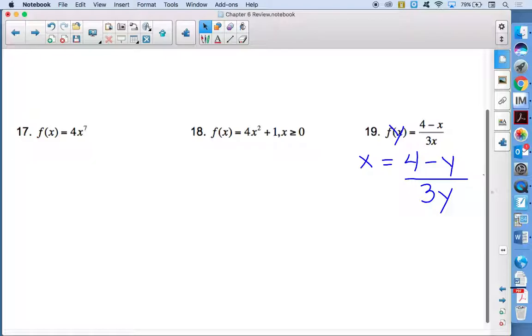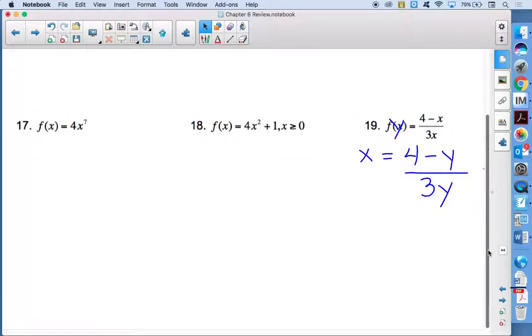And then, Caitlin, what are you supposed to do after you switch them? What's the last step? Solve for y. Well, I guess it's technically the third step, but then you're supposed to solve for y. So we have to figure out how to solve for y. What do you think, Kate? Like a first step here.